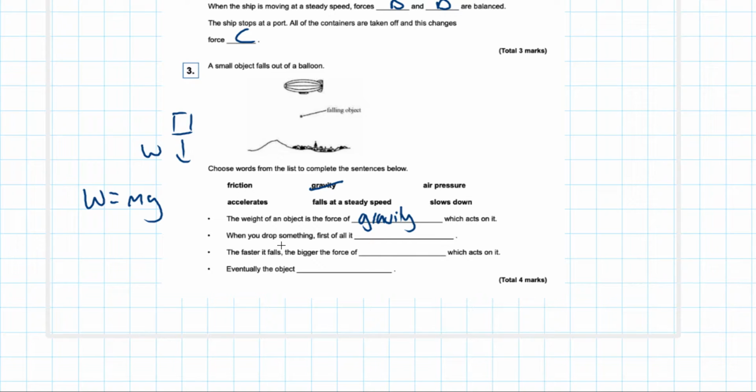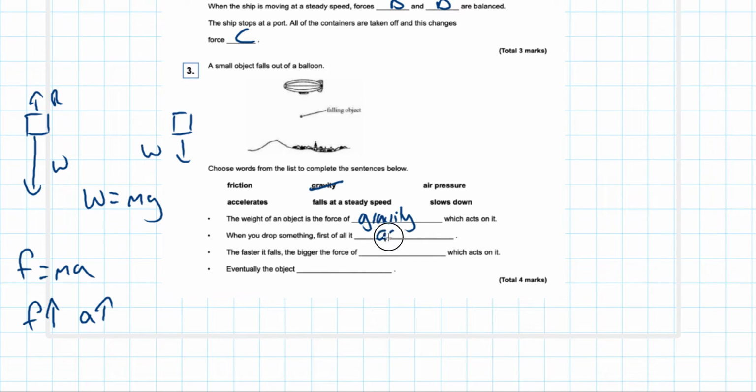When you first drop something, the weight is really big and the opposing force, if there is one, is very small. So this is the resistance R. This is a much bigger force. We know that F equals ma, so if F is high, then the acceleration is also going to be high. So first of all, it will accelerate. The faster it falls, the bigger the force of.